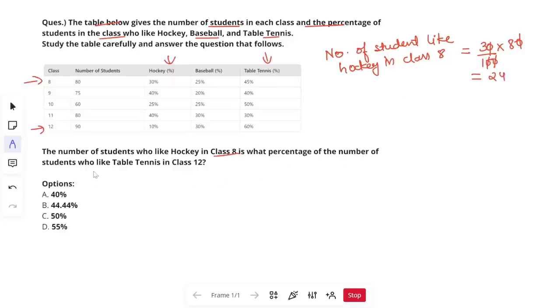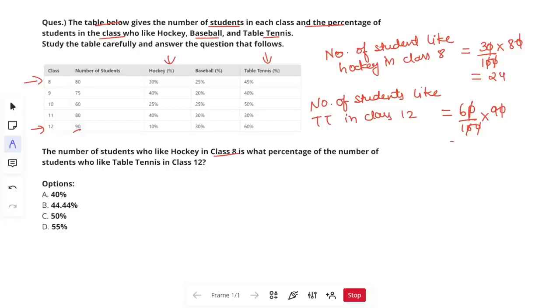What percentage of the number of students who like table tennis in class 12? For that also, let's find out the number of students who like table tennis and they are in class 12. This is the thing that we need to find out. If you see, class 12 and table tennis is 60%. So what we will find out is 60% of total students in class 12, which is 90. So 60% we can write this way, 60 upon 100 into 90. The zeros will cancel with zeros. We will be left with 6 9s are 54, right? So now we have the number of students.